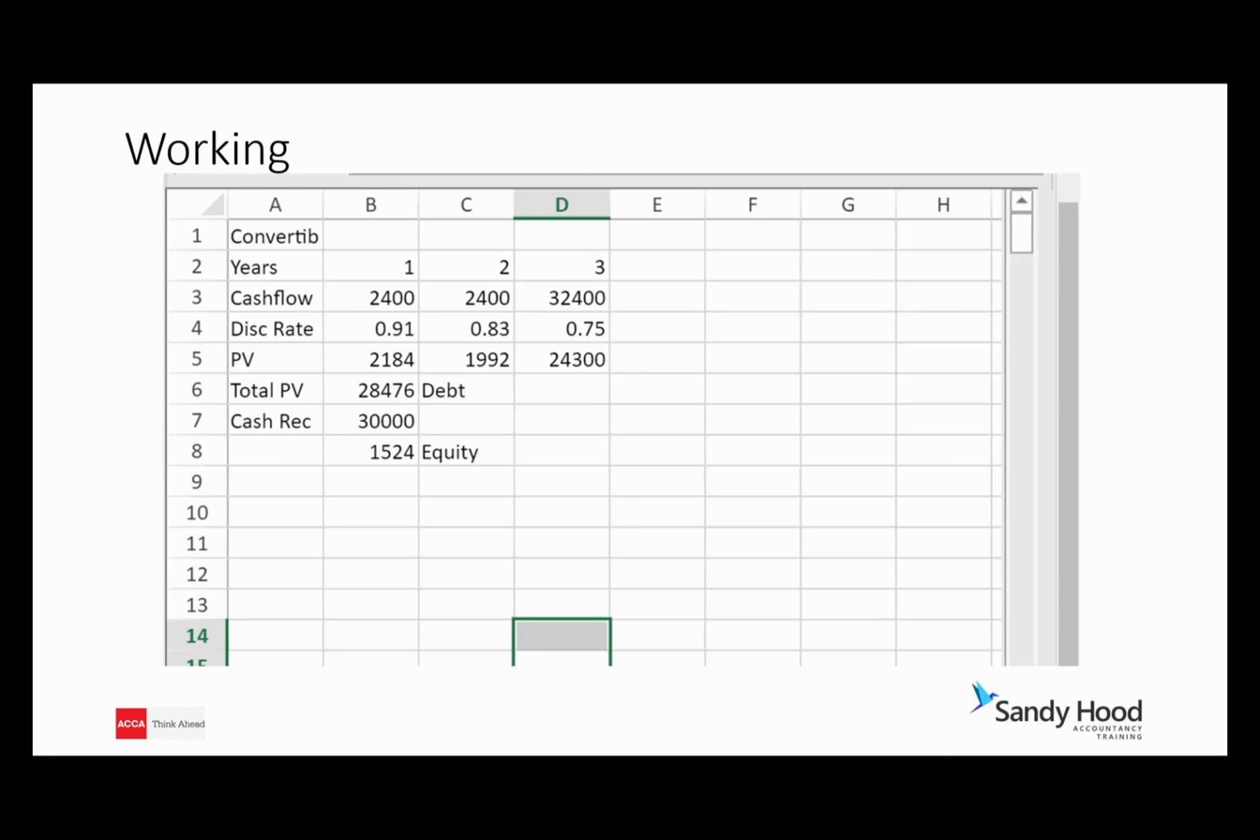We've got the debt now. The debt is worth 28,476, and of course that's less than the cash received, so the difference is going to be the equity component, and that, I would say, probably in a written exam I would be putting that straight in, but I'm noting that, and then we will be putting both those figures into our statement of financial position when that arises.